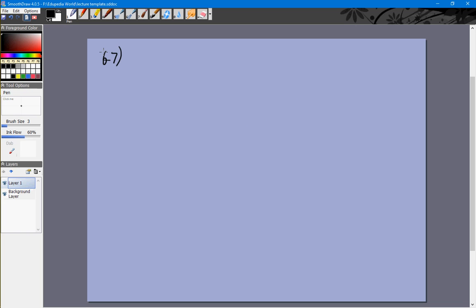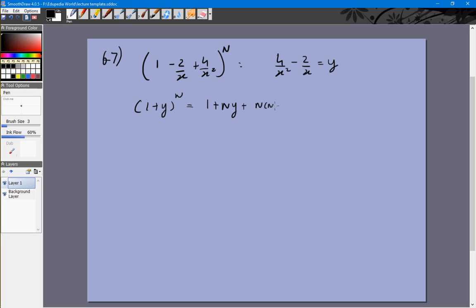We are given that the number of terms in an expansion of an expression is 28. What is the sum of all the coefficients? So the expression is 1 minus 2 by x plus 4 by x squared to the power n. Now we can say that 4 by x squared minus 2 by x is equal to y. Then this term becomes 1 plus y to the power n. And this can be written as 1 plus ny plus n into n minus 1 by 2 y squared plus dot dot dot plus y to the power n.